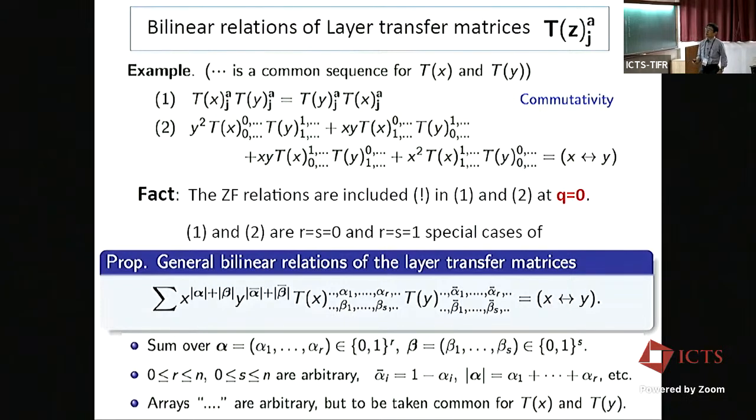And what's the origin of this 1 and 2? They are the special case of the most general bilinear relation of the layer transfer matrix. I'm not going to explain the detailed condition, but it's basically something like this. You take the product of X and Y with various boundary conditions A, J, and A prime and J prime, with a bit of the prefactor depending on X and Y. And the result is symmetric with respect to X and Y. So you don't have to care about this precise description, but there is such a general bilinear relation for layer transfer matrix. Our task is to prove this relation.